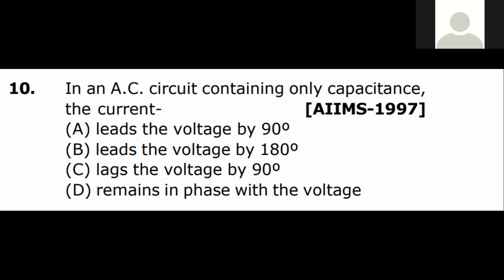Answer A, sir. In an AC circuit containing only capacitor, current leads the voltage by pi by 2. That is the correct answer. Well done. So we understand how questions are made, how simple questions are. Yes or no? Yes, sir.